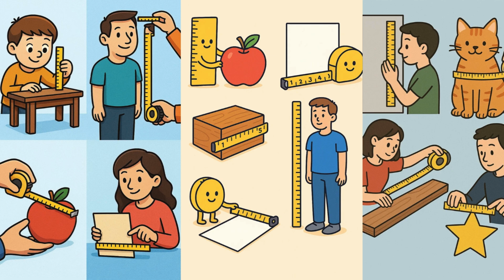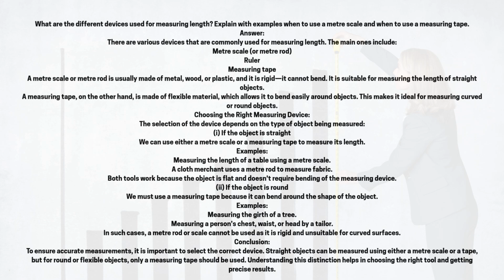So choosing the right measuring device, if the object is straight, then we should go ahead with the ruler or the measuring scale, and if it's round, we can use a measuring tape. To ensure accurate measurements, it's important to select the correct device. Straight objects can be measured with a meter scale and round objects with a measuring tape.